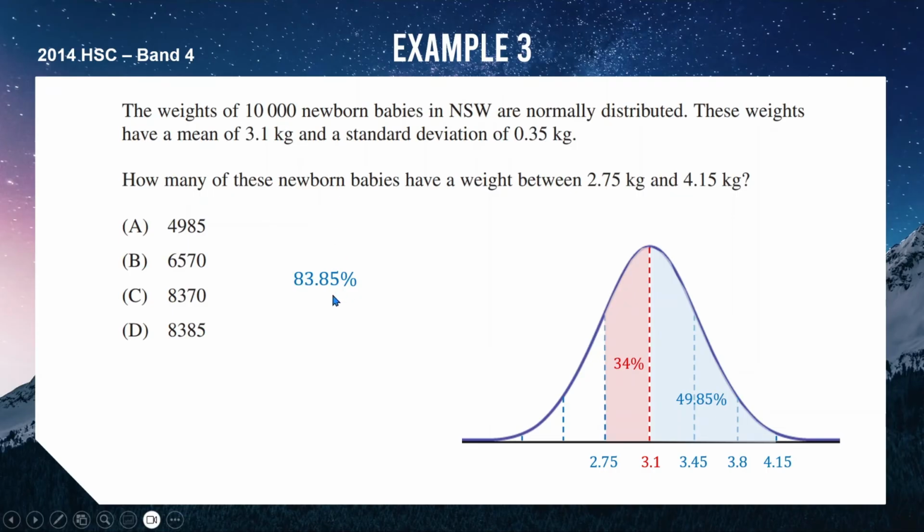It just gets me 8,385, which is option D. Okay, so for this one, the 1 mark for the multiple choice was for D, 8385.